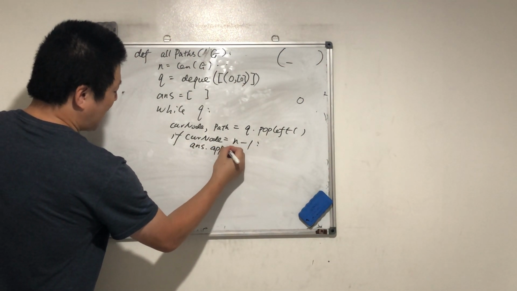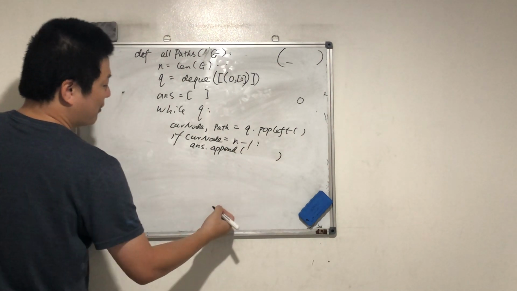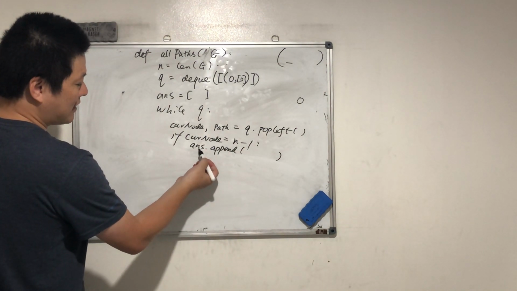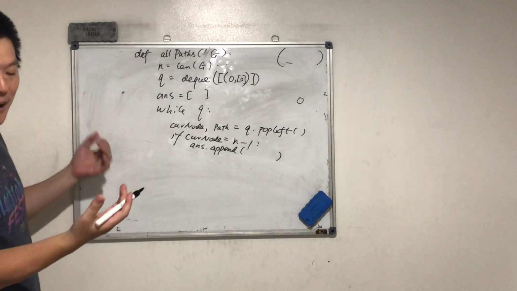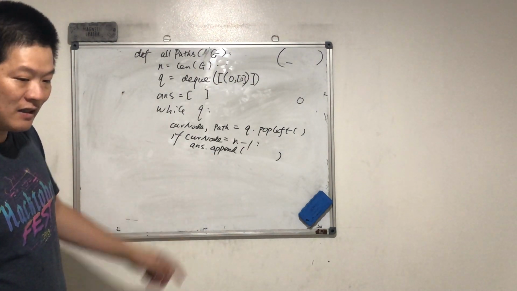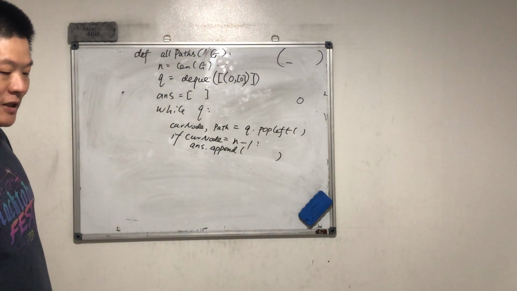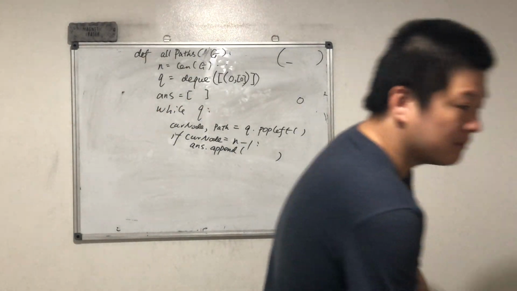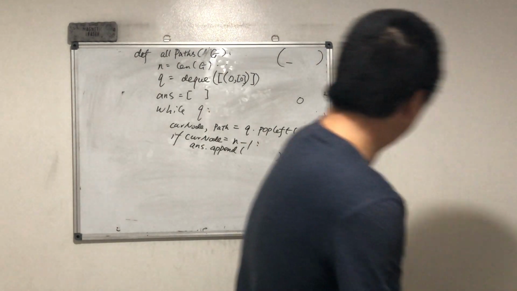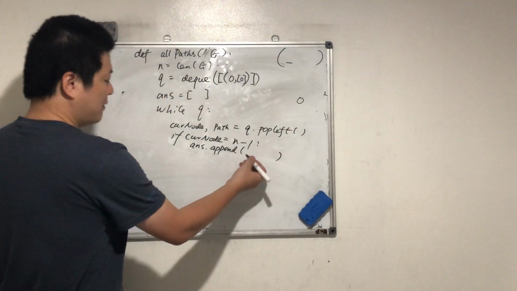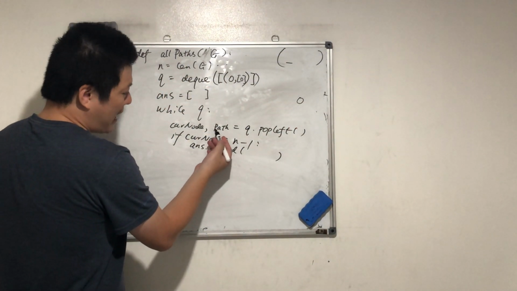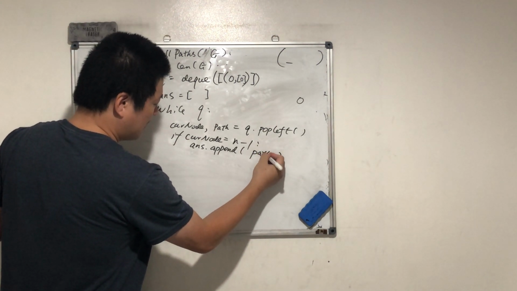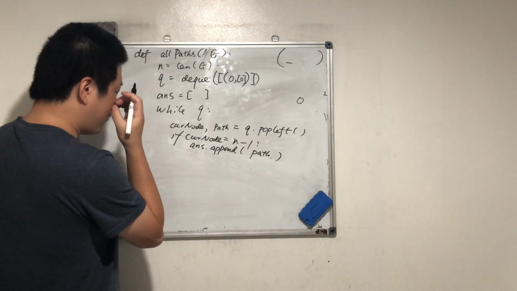We need to put this current what? Come on, what's the answer? Answer stores the list of paths. What should we append? Current path. Yeah, path. Current path. And then what happened?